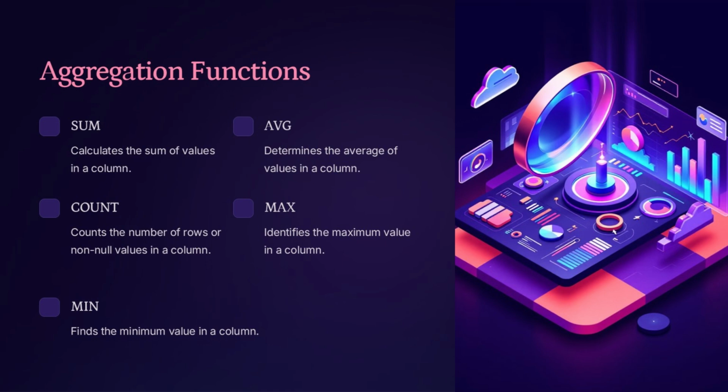MAX identifies the maximum or largest value in a column. This can highlight the peak or highest performance. And MIN finds the minimum or smallest value in a column. This can reveal the lowest or poorest performance. These aggregation functions are foundational for analyzing and summarizing data in reports and dashboards.